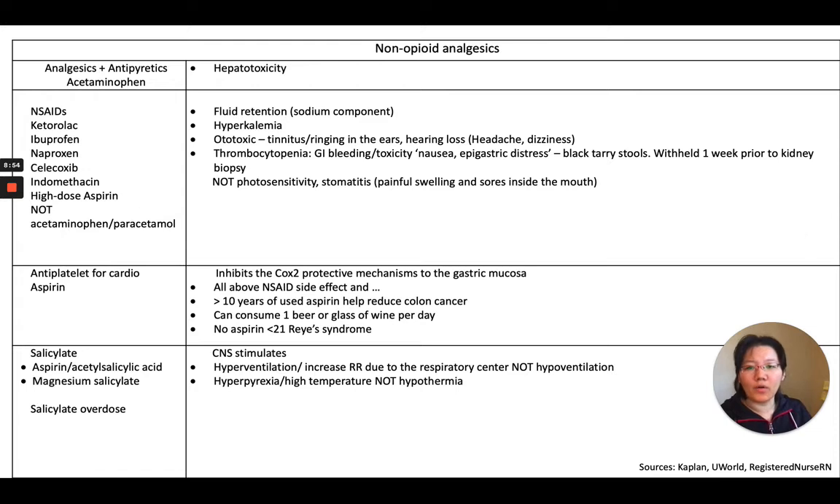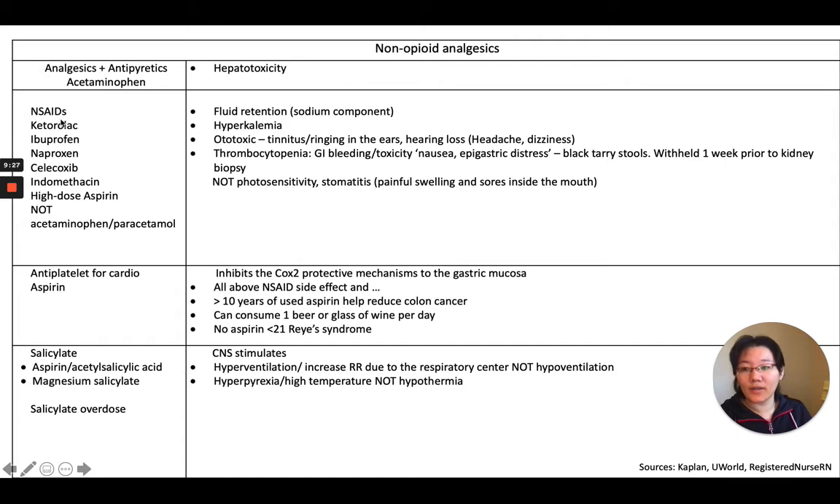Here we got non-opioid analgesics: acetaminophen, ibuprofen, aspirin, etc. And then what they're gonna affect. For example, here I wrote "not photosensitivity", so that means this medication does not cause photosensitivity. Because with one patient I made a mistake, so I just wrote that to remind me that for these drugs it does not cause this.